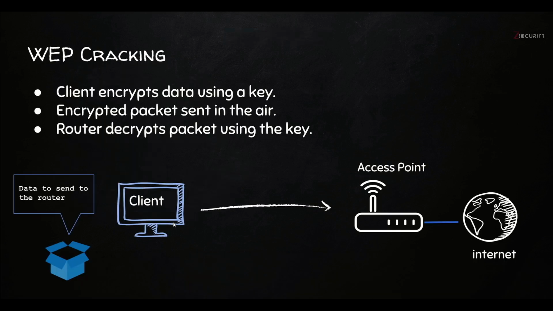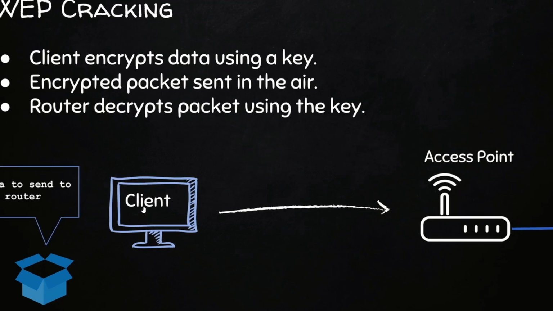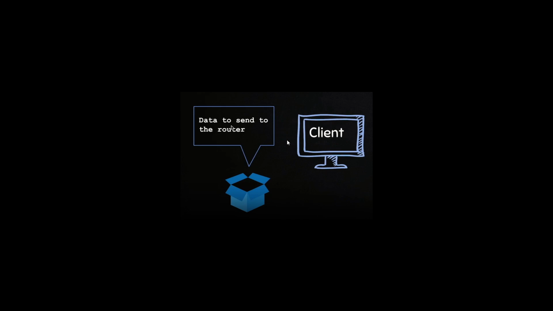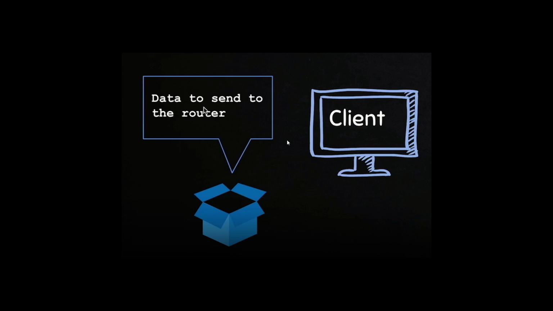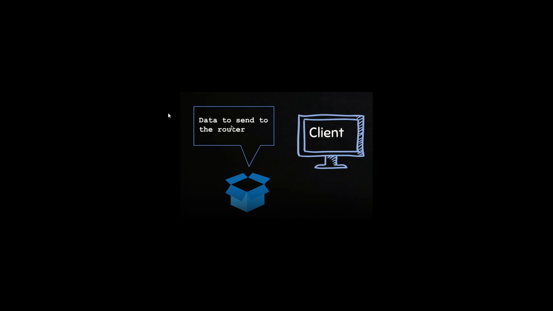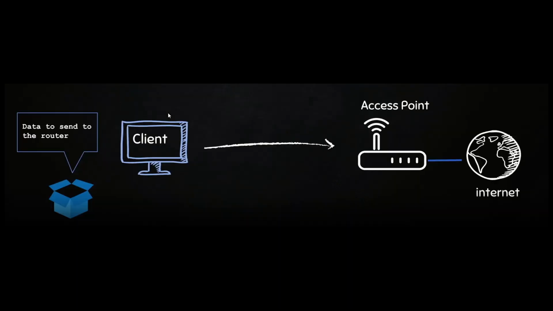So, WEP cracking. The client encrypts data using a key. Encrypted packets are sent in the air. The router decrypts the packet using the key. There are a few cool things about this. For example, let me zoom out here. The client wants to send data to the router, like a text message. So it would send it to the router.